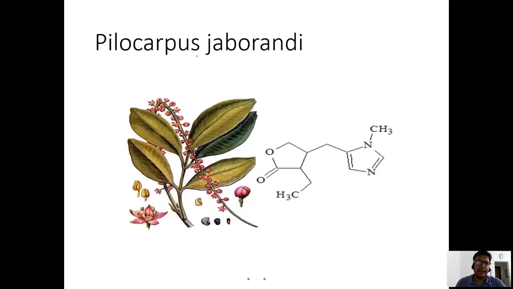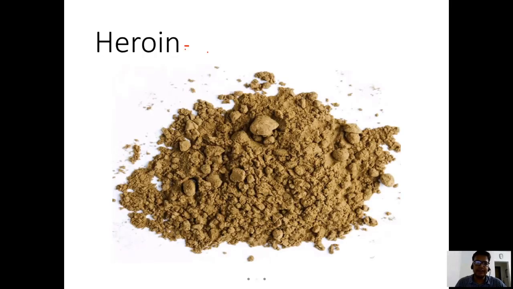This is pilocarpine, an antidote. It is also known as jaborandi. Heroin. This is heroin type. It is also known as brown sugar.